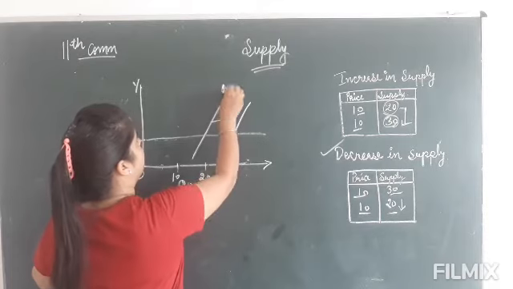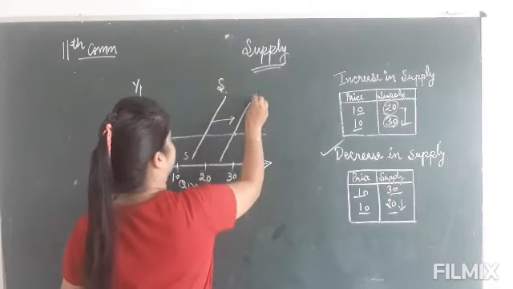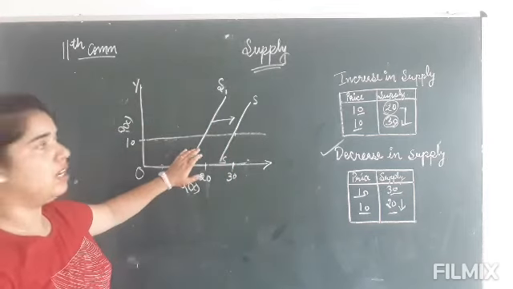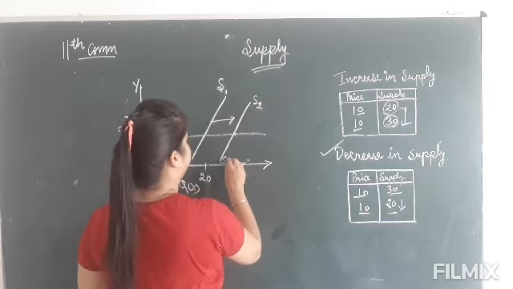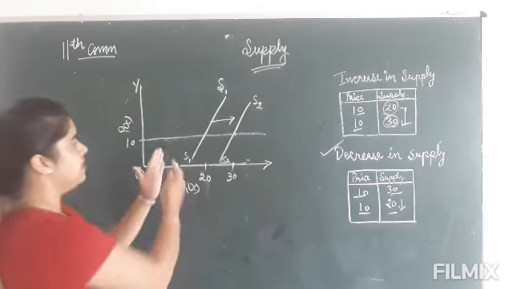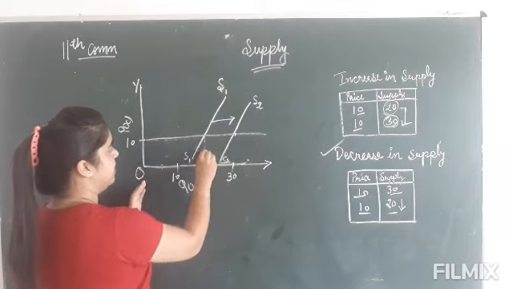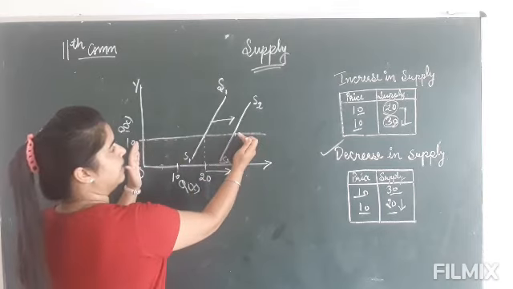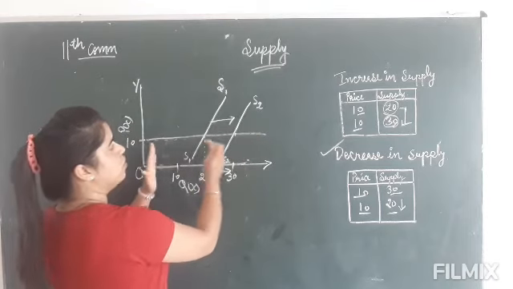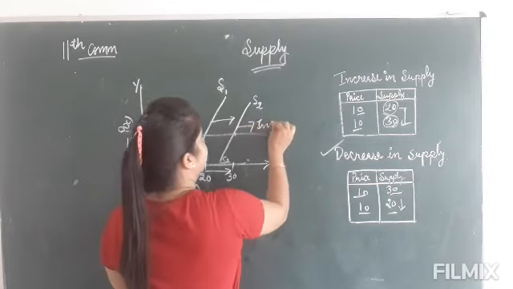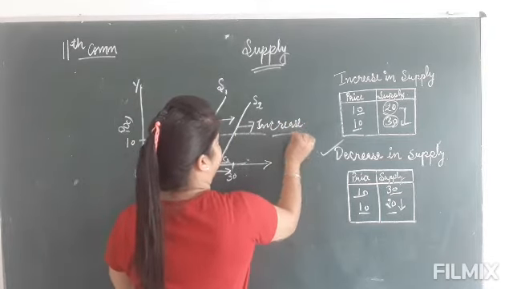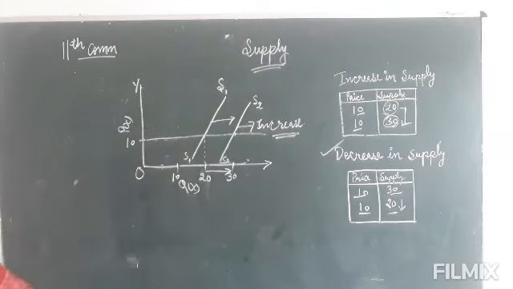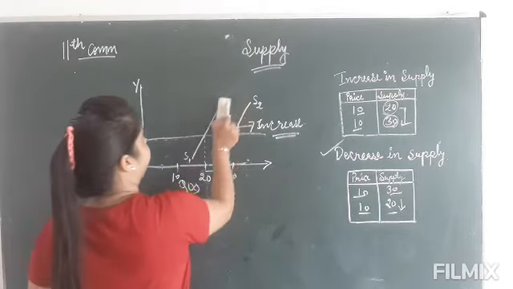This was the original. You can write it as S1. This was the original curve and that curve is shifted to S2. This is extension. Means firstly here was the supply, now supply is extended to 30. This change is known as increase in supply.